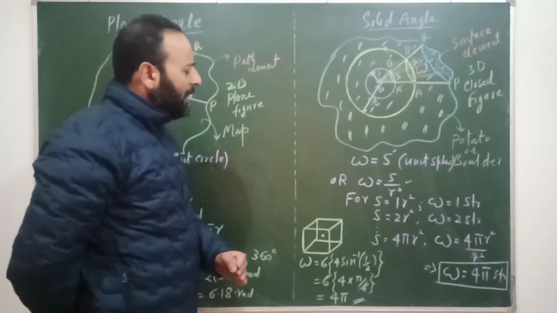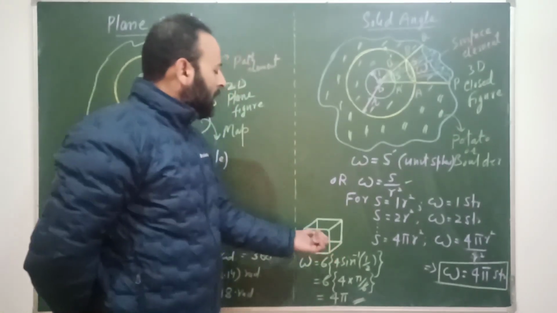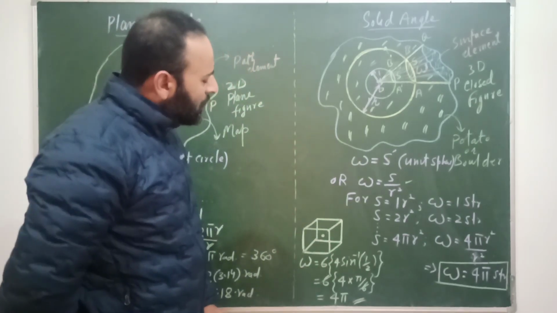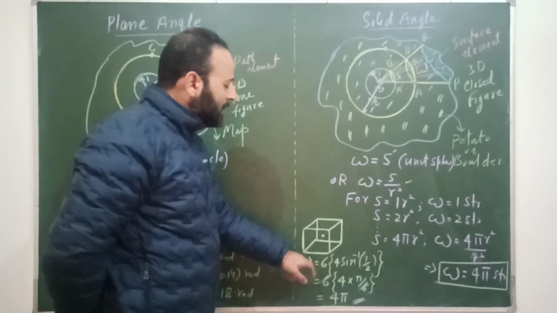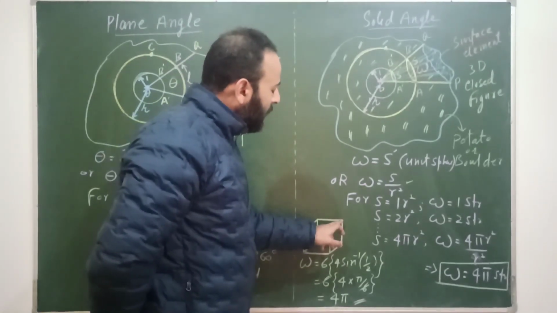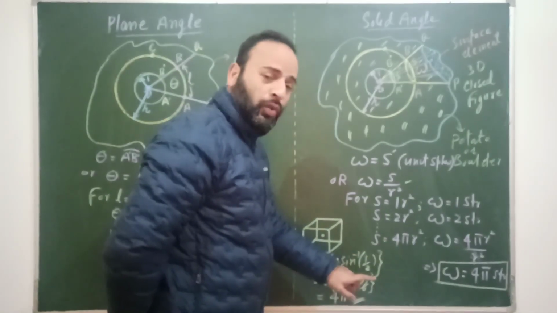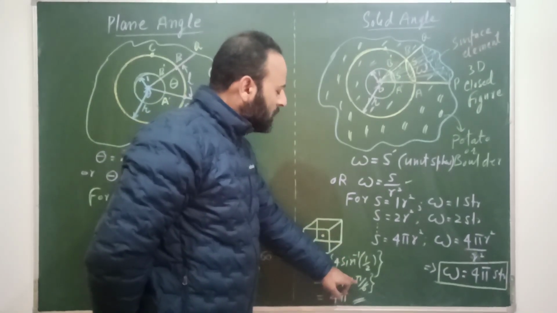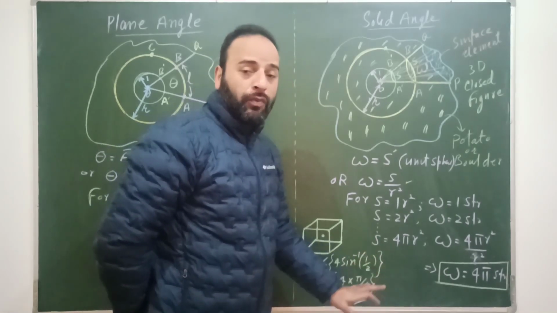We can take an example. For example, we have a regular geometrical figure, that is a cube of, say, edge length a. Now, what is the solid angle subtended at its center? Since it has 6 faces, I am writing here 6. The solid angle subtended by each face is 4 sine inverse 1 by 2. So that is equal to 6 times 4 sine inverse 1 by 2, and sine inverse 1 by 2 is pi by 6. So 6 and 6 cancel, and we get 4 pi.